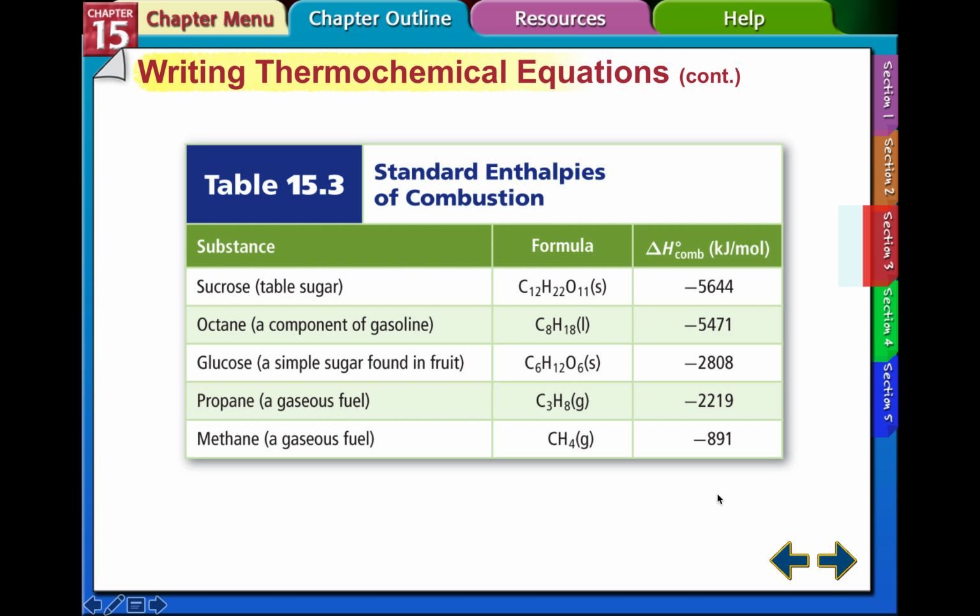Now, here's a specific table where you can see different combustions, the delta H's of different combustions. So like sucrose, octane, glucose, propane, and methane. You do not need to memorize these. However, you'll probably be provided these values in, let's say, a test or something like that.